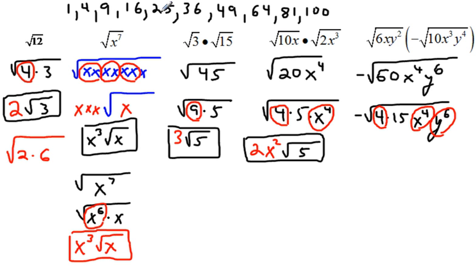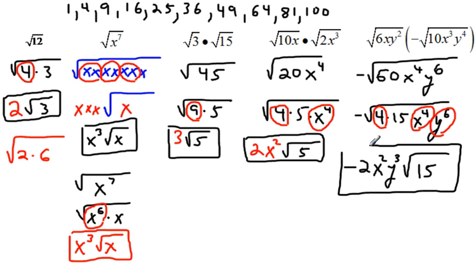So let's take a look. On the outside, I will have my negative sign, which stays out there. Square root of 4 is 2. X to the 4th, square root of x squared. Square root of y to the 6th is y to the 3rd. Anything left inside the square root sign? Positive 15. There's our answer.